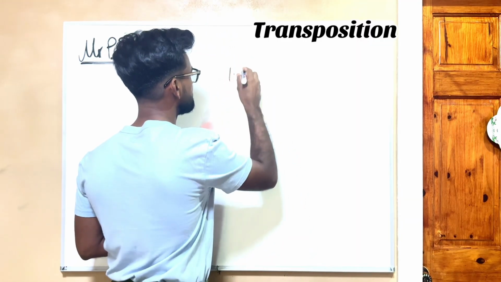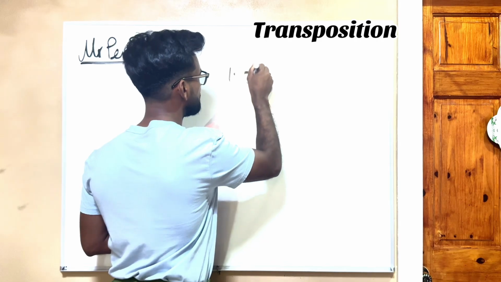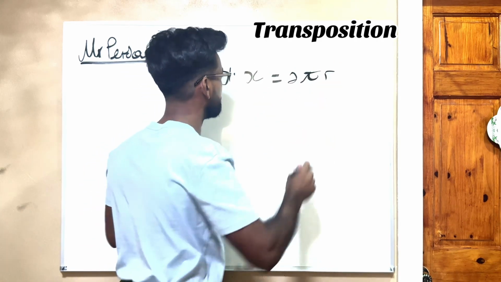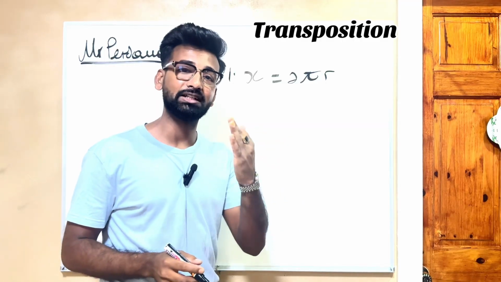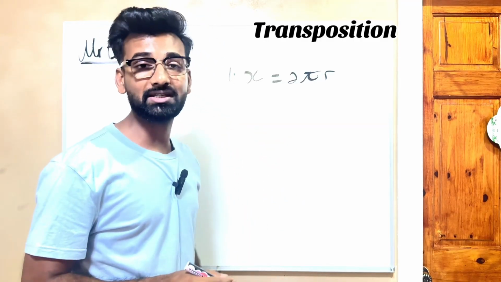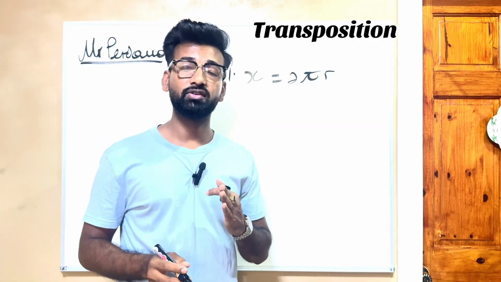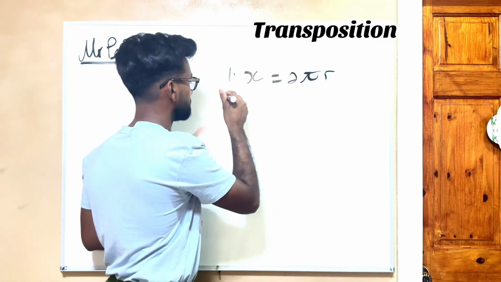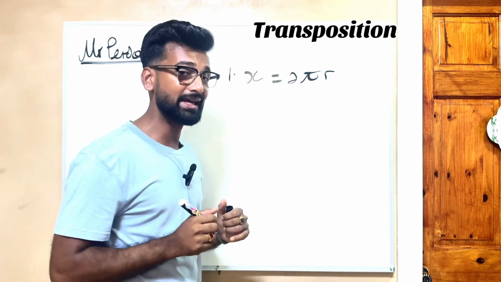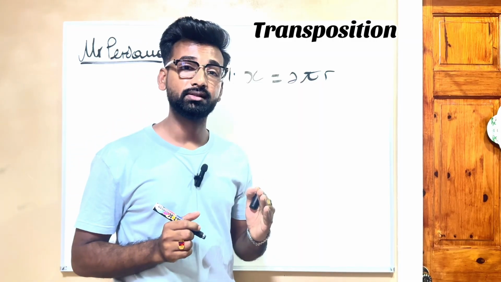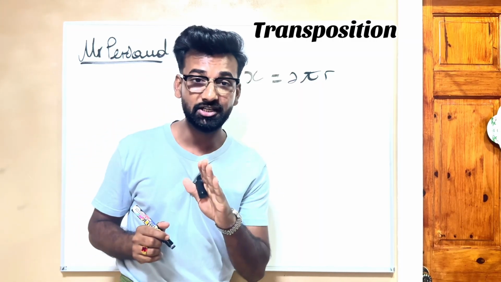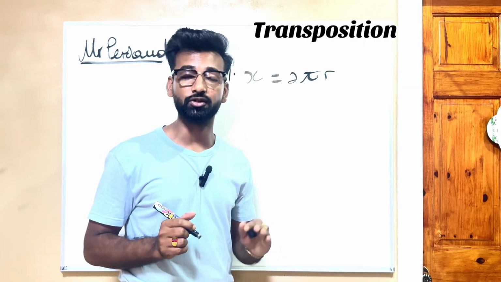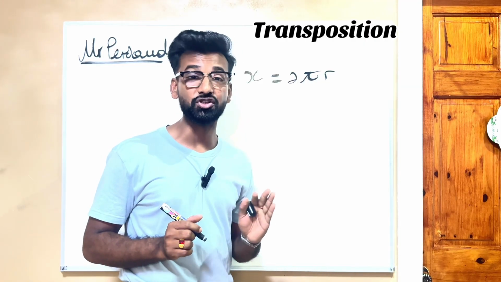So the first requirement, the subject must be on the left hand side. So we have x is equal to 2 pi r. So the subject here is x, it's on the left hand side. The second requirement is the subject of the formula must have a coefficient of 1. Now look at this here. The coefficient of the x is 1, or in other words, you can't see anything, and once we can't see a number or a coefficient in front of the variable, it is understood the coefficient is 1.